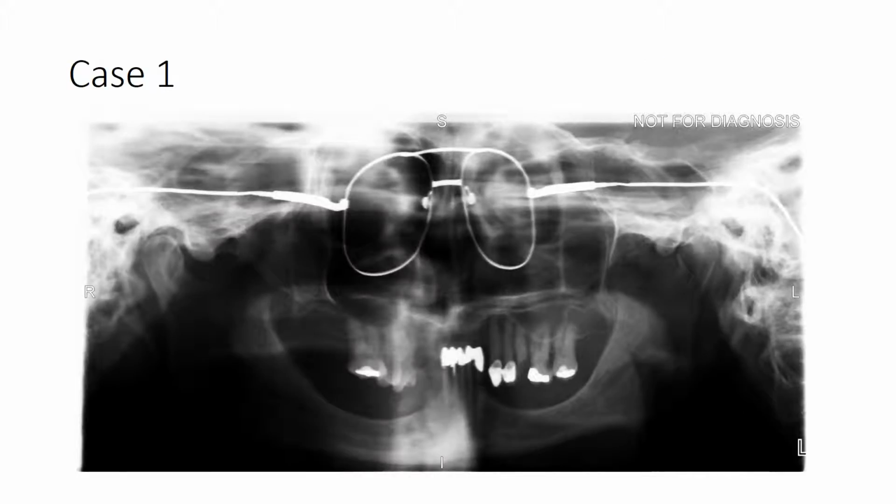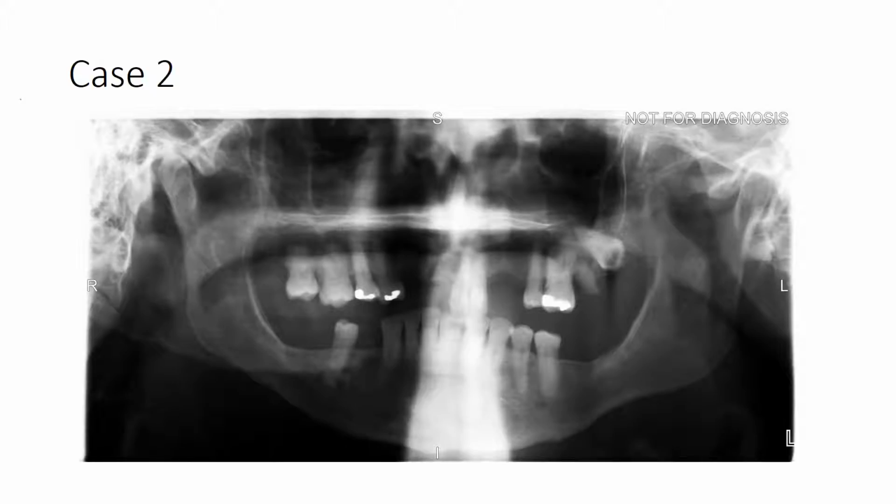Here's our friend again. In addition to the decay mentioned earlier, there is generalized horizontal bone loss around multiple teeth. So you've seen this radiograph before in the section on decay, but this panoramic radiograph also demonstrates generalized horizontal bone loss compatible with past or present periodontal disease.